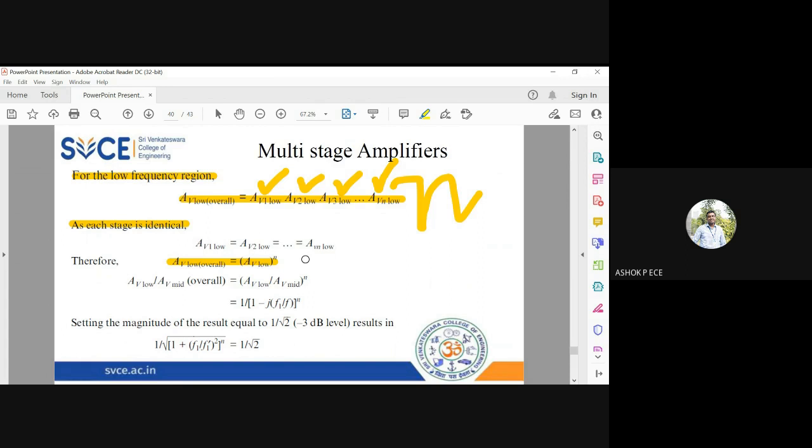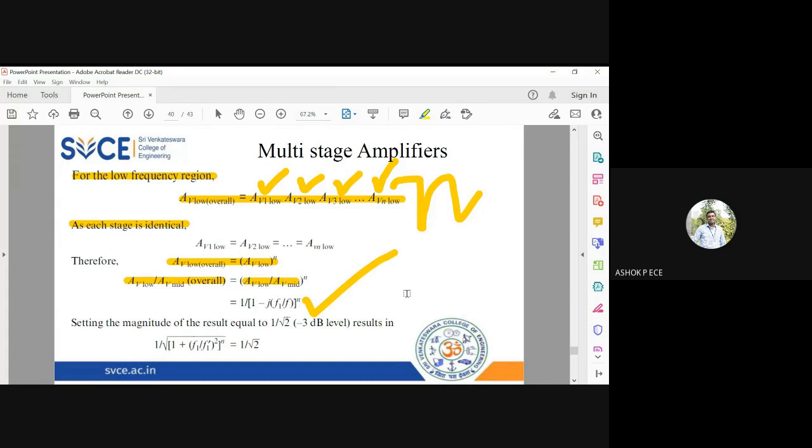Whenever you are going to find the bandwidth, you'll be dividing it by the mid frequency, because at mid frequency only the gain is going to be constant. So AV low by AV mid equal to AV low by AV mid power n, because AV low overall is AV low power n. And this formula, I know, is 1 by 1 minus j f1 by f, the whole power n. This is the low frequency formula which we have derived in the low frequency analysis.